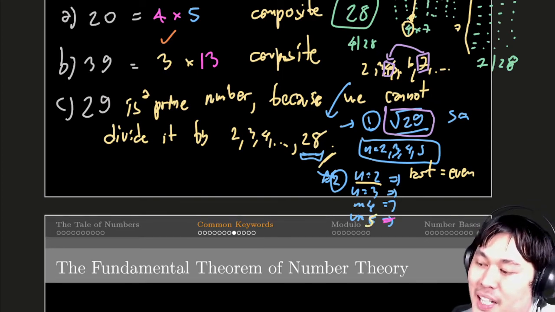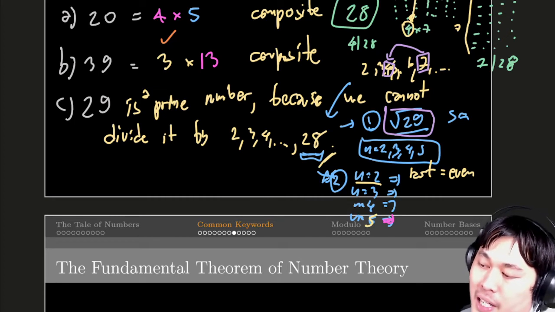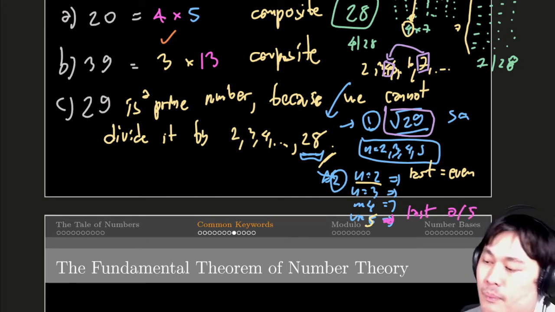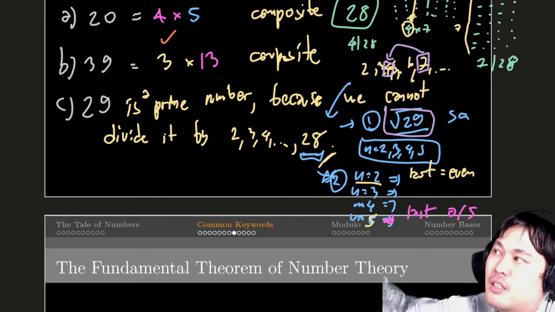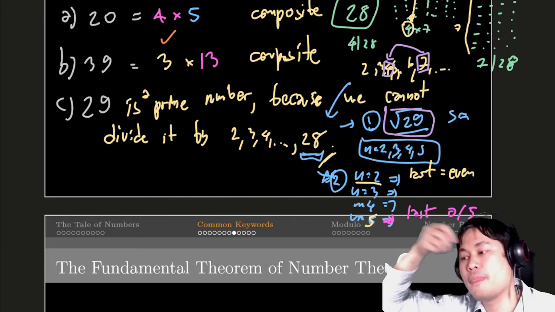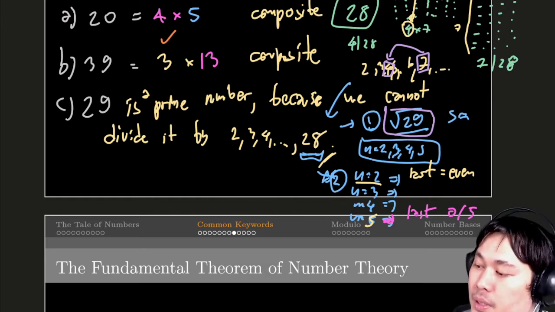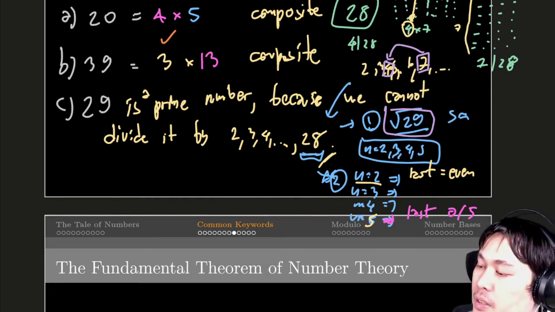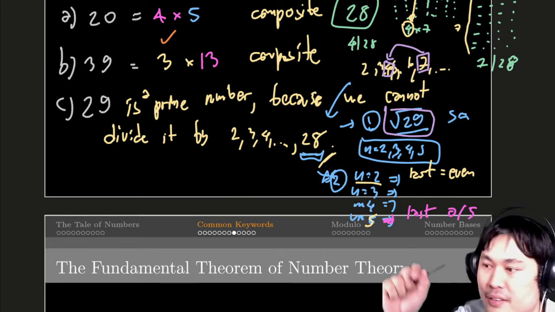But for 5, if a number is divisible by 5, then the last digit is 0 or 5. We have 5, 10, 15, 20, 25, 30, and so on. Those are the numbers divisible by 5. All you need to check is the last digit.